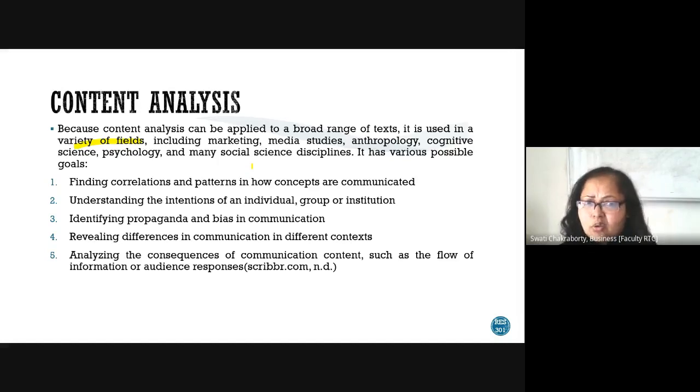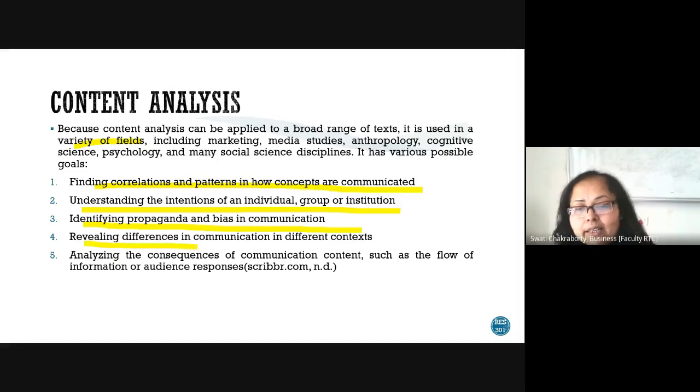And it has various goals. First, to find the correlations and patterns in how concepts are communicated, understand the intentions of an individual, group or institution, identify propaganda and bias in communication, reveal differences in communication in different contexts, and analyze the consequences of the communication content, such as the flow of information or audience responses.